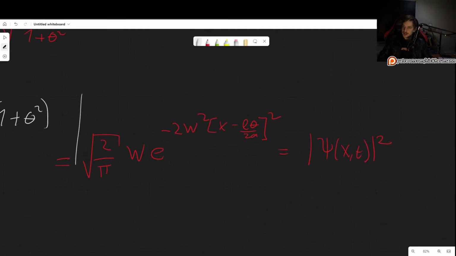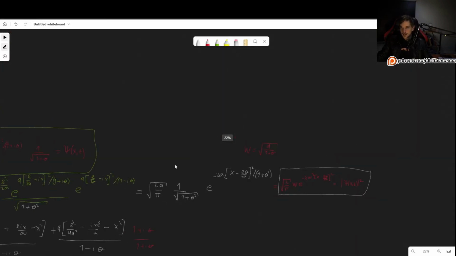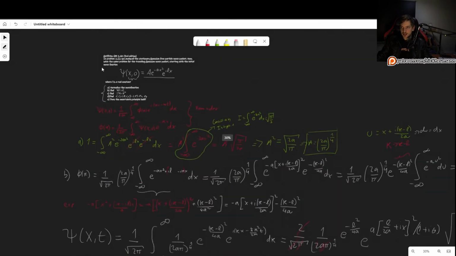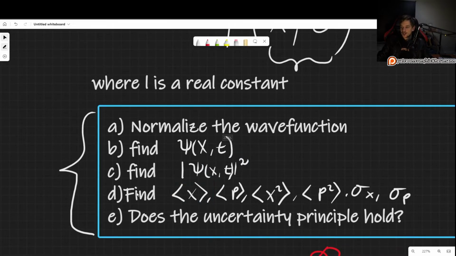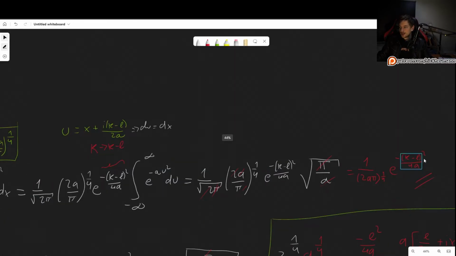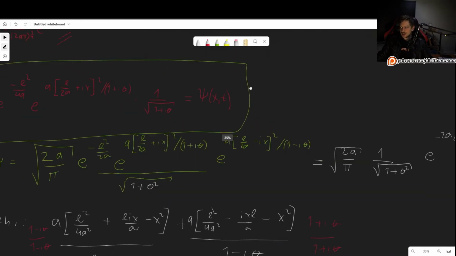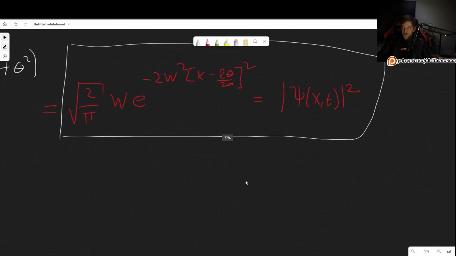So the idea wasn't difficult, right? It was a simple thing, but of course, a lot of algebra involved. So there we go. That is part B. Actually, it's part C even. Nice. So now we need to find the expectation values of x, p, x squared, and p squared. So let's get to it. But thankfully, we have already done a large chunk of the work here, because we know that, so let's begin part D.